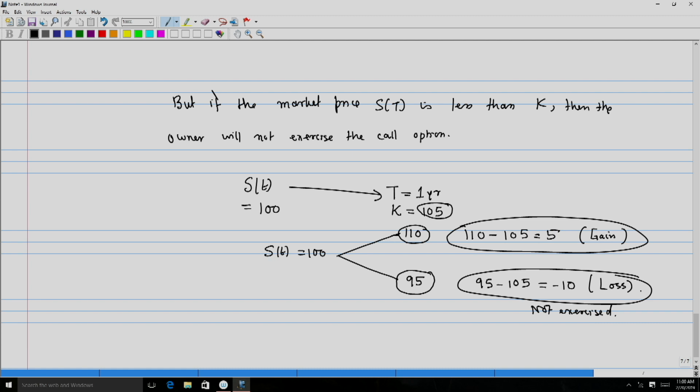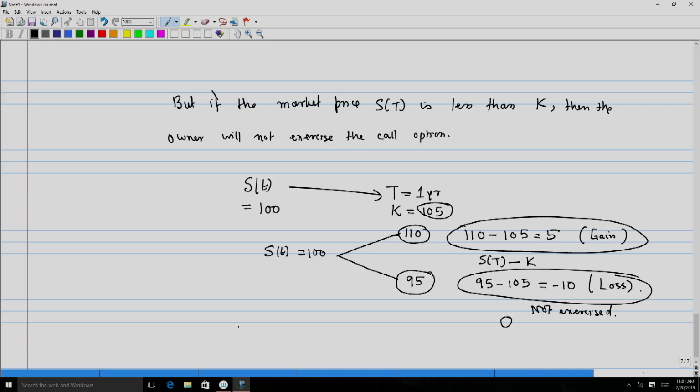So here they will get an amount of S of t minus k, and in the second case, there will be no exercise. That means the payoff or the gain is going to be equal to 0, because the exercise has not taken place and no transaction takes place. This brings us to the concept of what is known as a payoff.